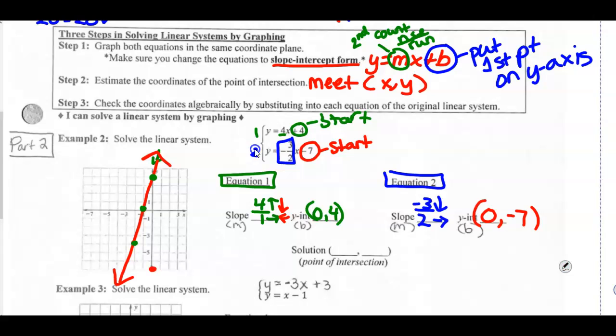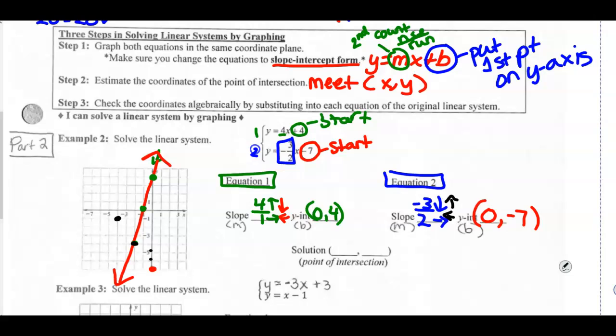And then I'm going to rise and run. But if I were to go down 3 and right 2, I'd be off the graph. So remember, I can always do the opposite. I can go up 3, but if I do the opposite on the top, I have to do the opposite on the bottom. It's just going the other way on the line. So instead of down and right, I go up and left. So I'm going to go up 3, 1, 2, 3, and over 2. I end up right here.